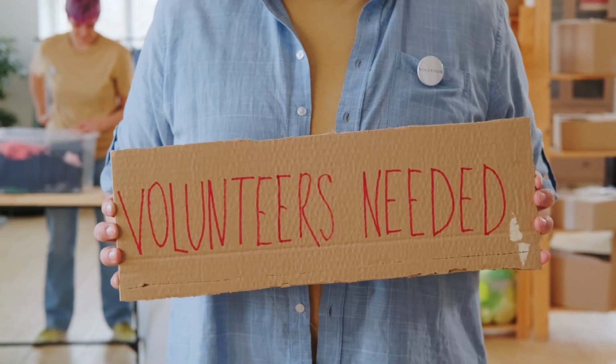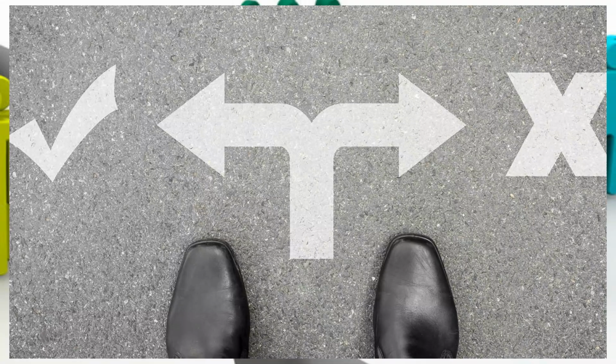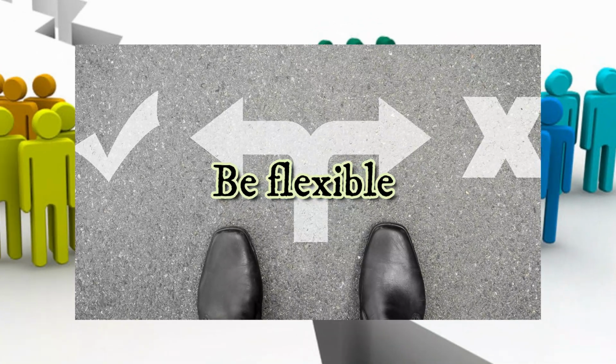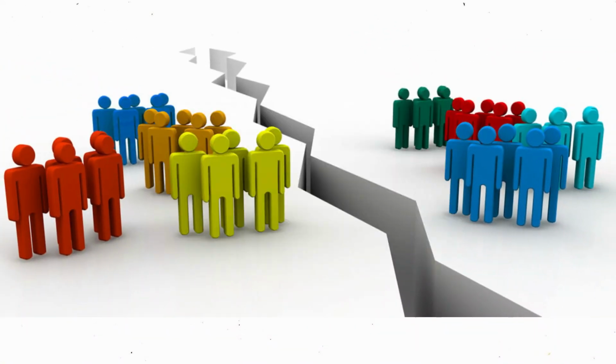And then there's the issue of how you actually get these people into your study. If you have to use methods like consecutive sampling or snowball sampling to reach them, it might weaken the strength of more complex study designs. So sometimes you have to be flexible and choose a design that fits within the reality of who you can actually study rather than the ideal scenario.